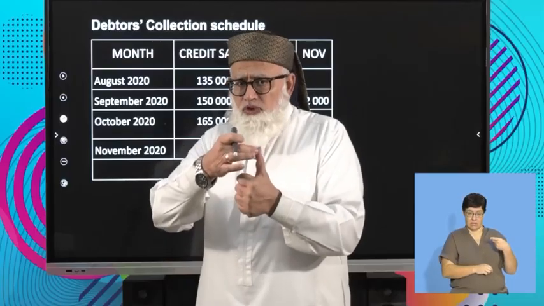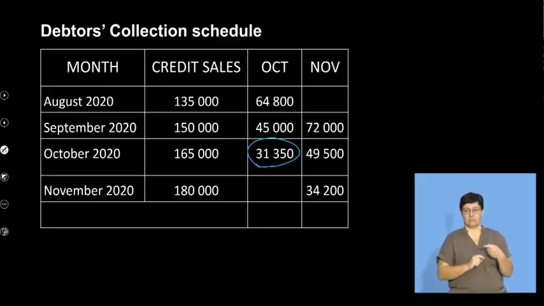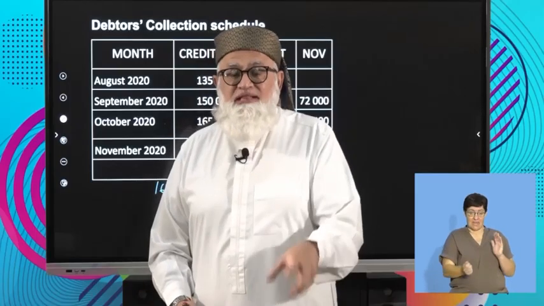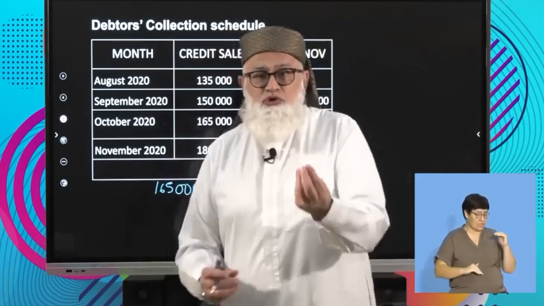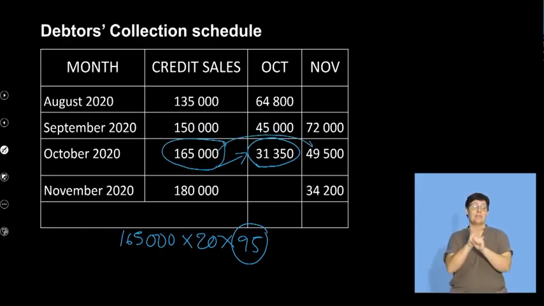One, you took your sale for October, which was 165,000, right? I'm going to write it here. So it's 165,000, step number one, times the 20% times the 95%. Why? Because if they settled in the month of sale, they are subjected to a discount of 5%. And as a result of the discount, you're now only going to receive 95%, and you saw the calculation. There we have 31,350.